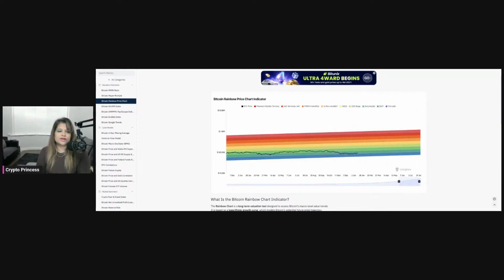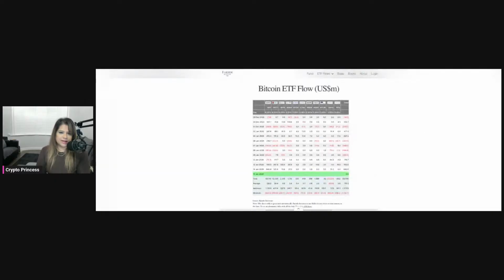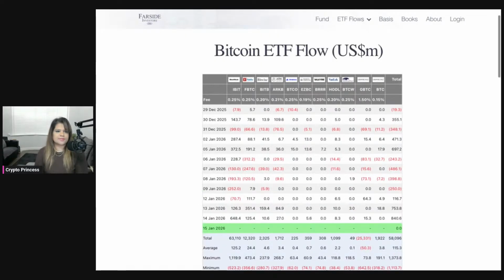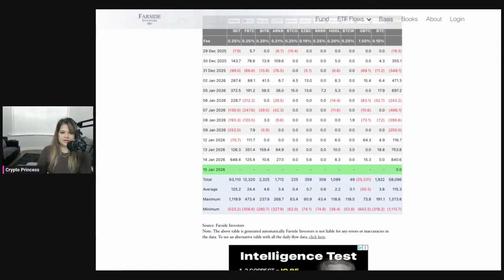And if we have a look at the Bitcoin ETF, we have had a couple of good days. On Monday, we had 116 million US dollars come into the ETFs. Then on Tuesday, it was 753 million. Yesterday, it was 840 million US dollars. So we have had a good couple of days. So that is pretty much the price action for now.